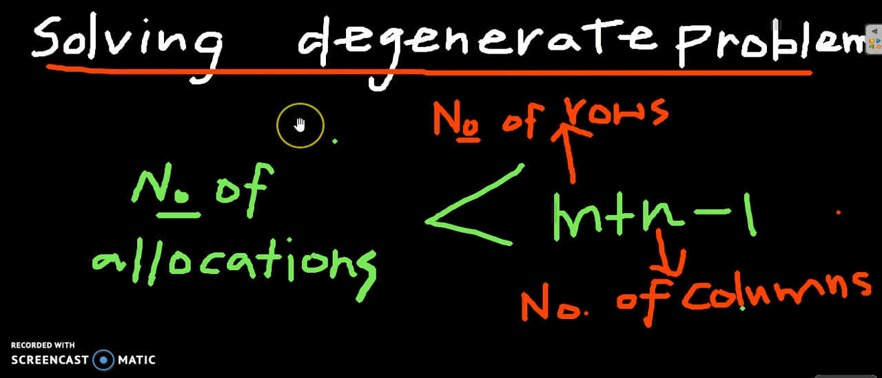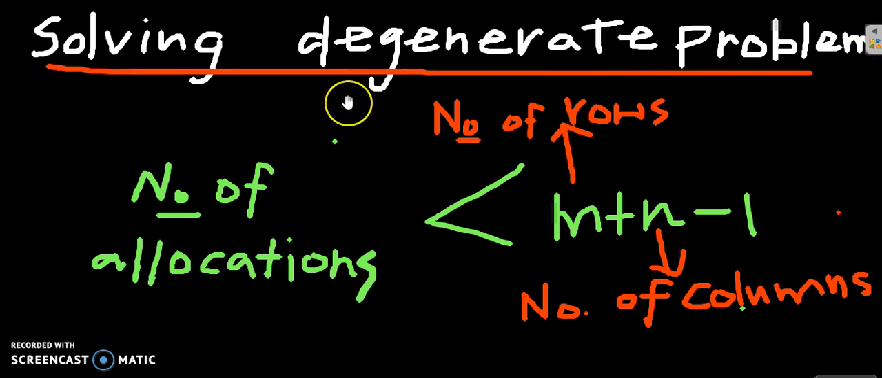So this comes in the transportation problem. Usually in the transportation problem the number of allocations must be equal to m plus n minus 1, where m equals the number of rows and n equals the number of columns. If this condition is not satisfied, then a degenerate problem occurs. That's what we have to understand here.